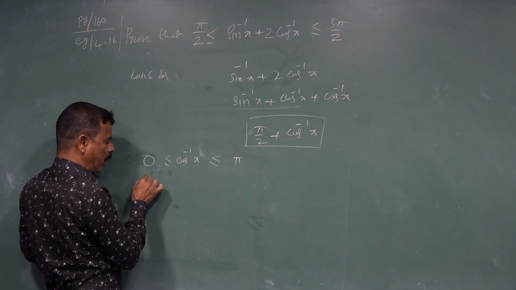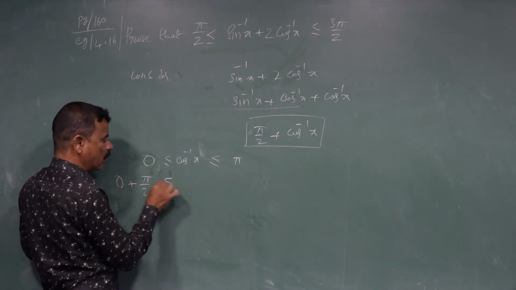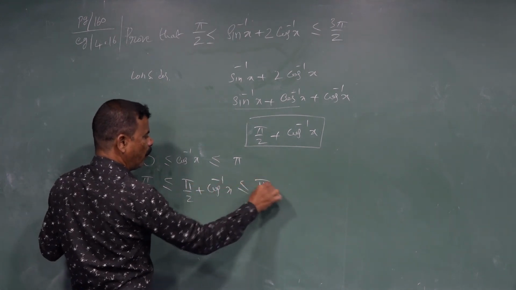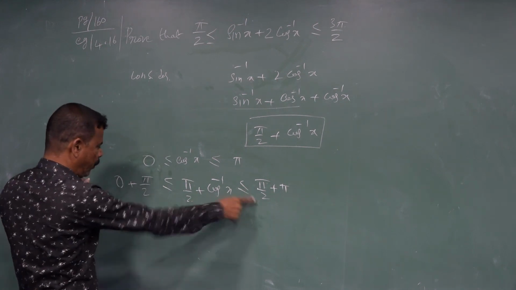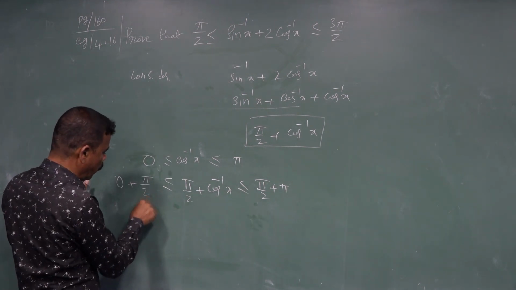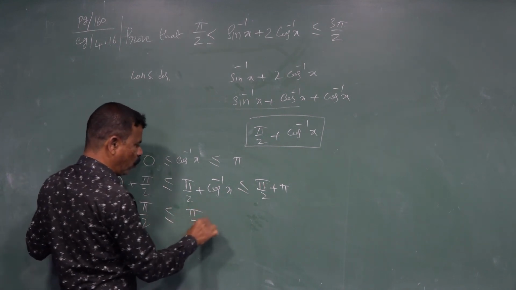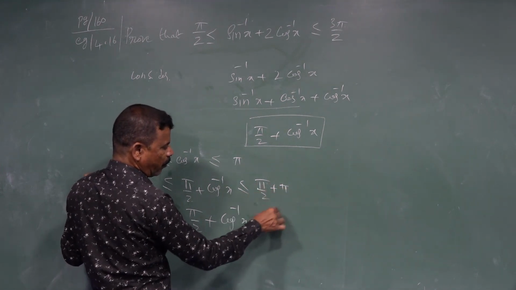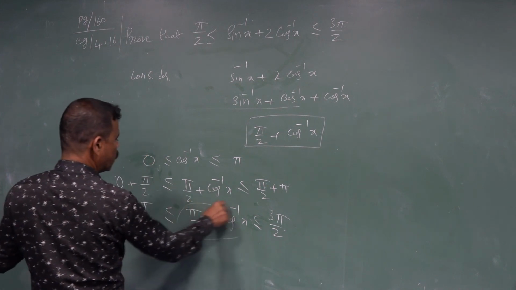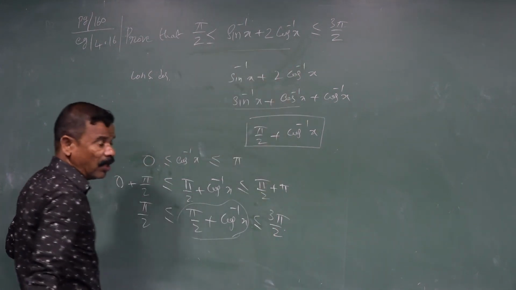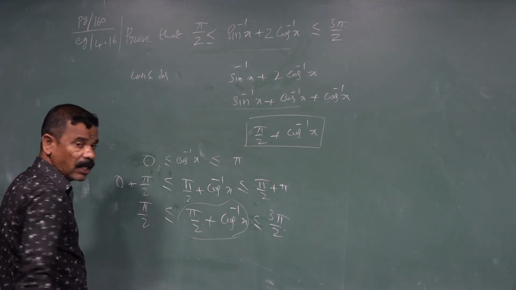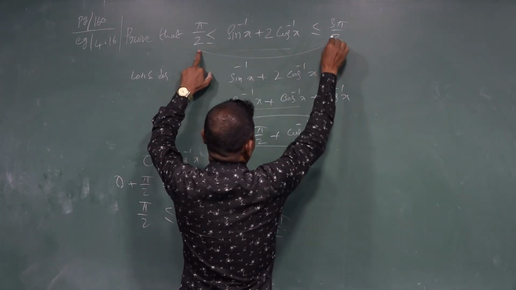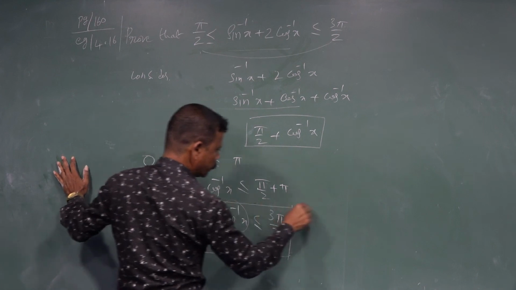Pi by 2 plus 0 is less than or equal to pi by 2 plus cos inverse x. On this side also, add pi by 2 to pi. So now pi by 2 is less than or equal to pi by 2 plus cos inverse of x, which is less than or equal to pi by 2 plus pi, that is 3 pi by 2. So this value, the given function sin inverse x plus 2 cos inverse x, which is pi by 2 plus cos inverse x, lies between pi by 2 to 3 pi by 2. Hence proved.